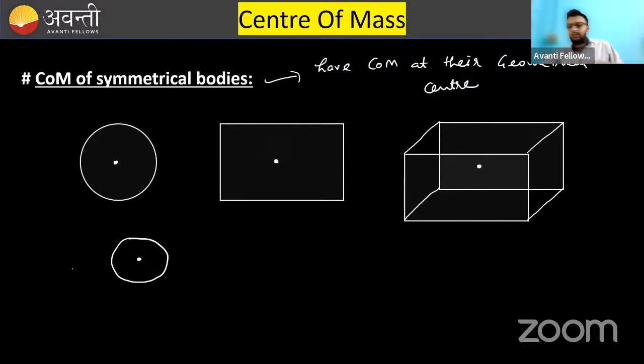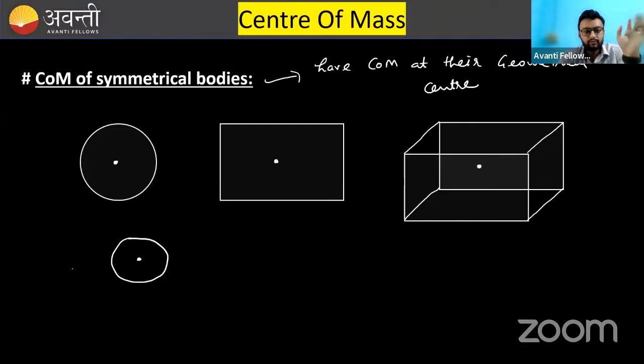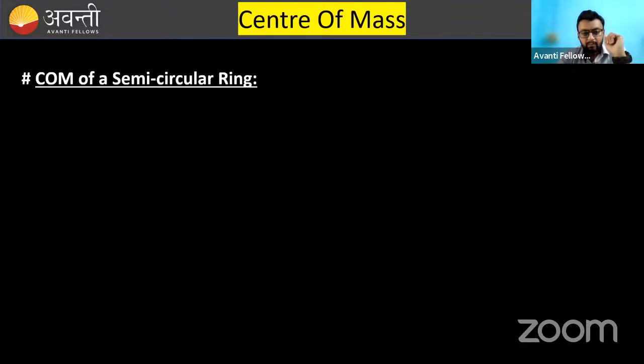Moving further. Now, okay. So, center of mass of a semicircular ring. A circular ring has the center of mass at its center, that I have told you, for uniform bodies. But what about a semicircular ring? A semicircular ring will look like this.